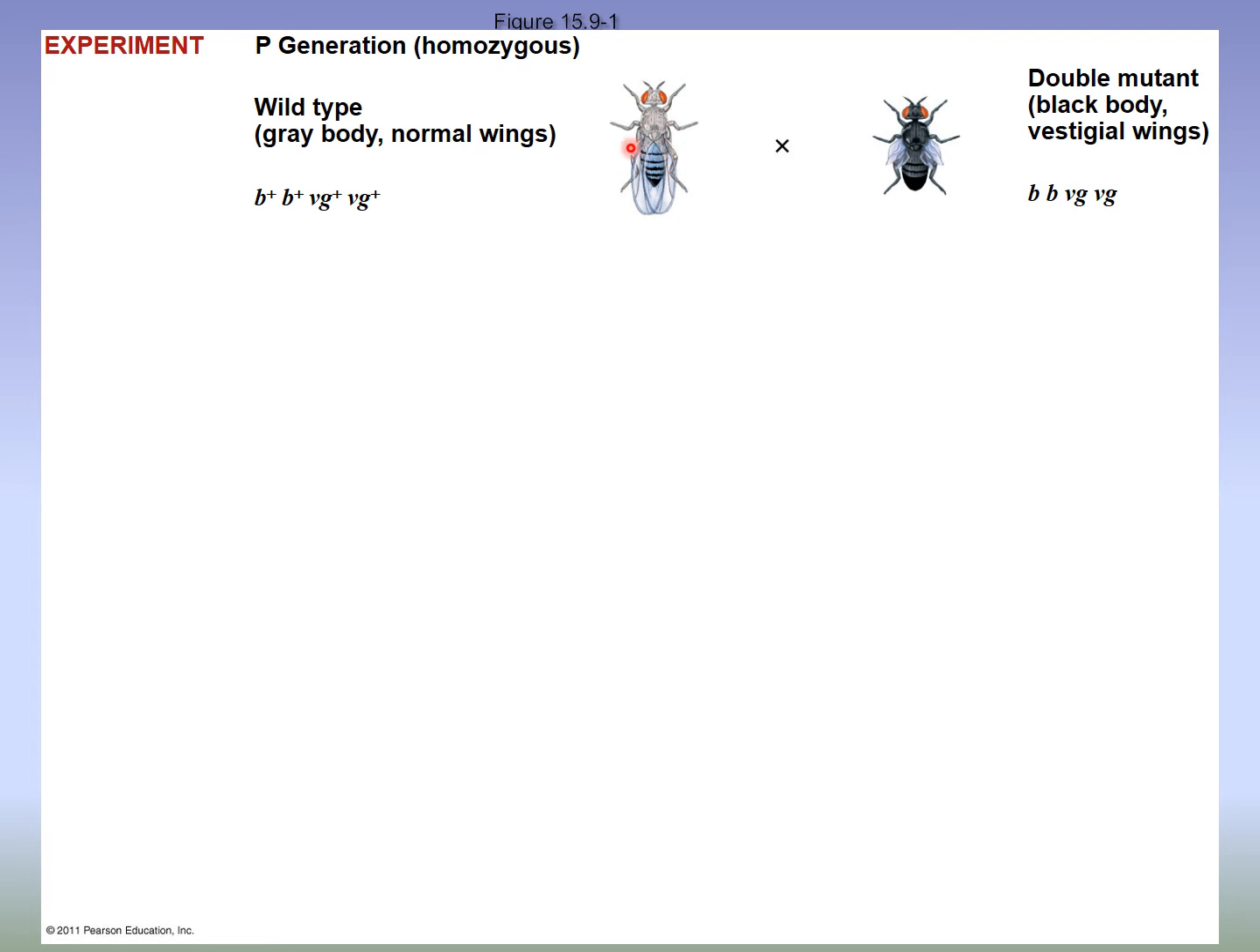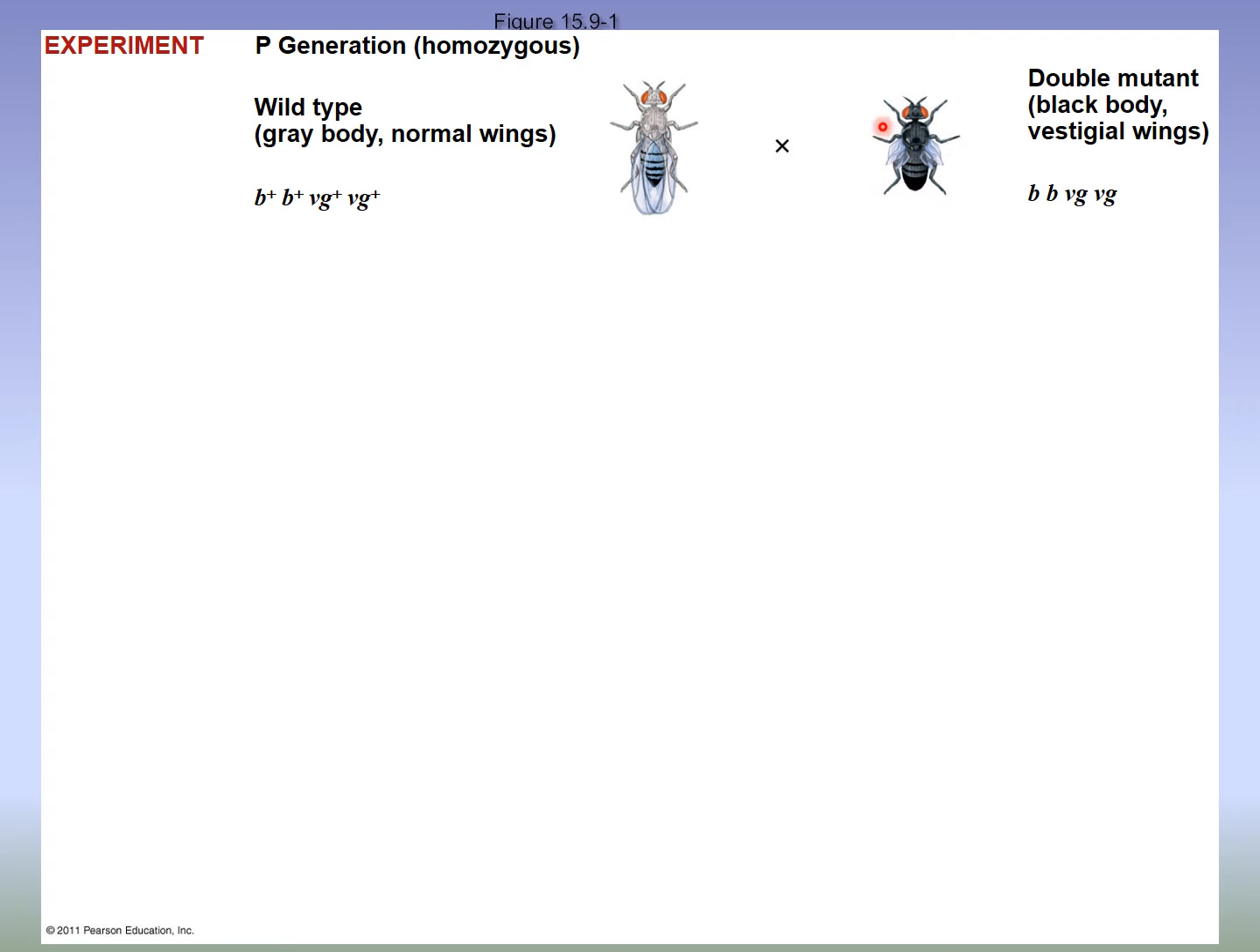The two characters are, again, the wing size and the body color. There are two body colors: the gray body color and the black body color. The black is the mutant and the gray is the normal. And for the wing size, we have the normal wings, which are quite large, and then vestigial wings, which are truncated. They're very small, shriveled up wings. The small wings are going to be the mutant, where the larger wings are going to be the normal.